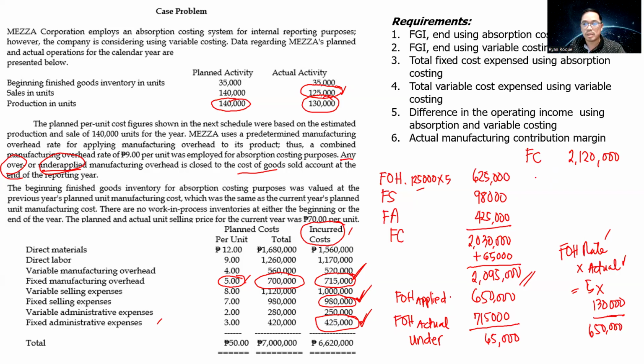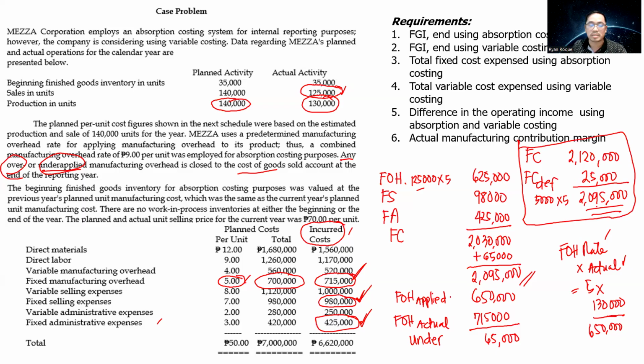But remember, in absorption costing method, you have to defer some amount because some units were left unsold. The fixed cost you are going to defer would be equivalent to the 5,000 units left in the ending inventory times the 5 per unit of your FOH, which is 25,000. The difference is 2,095,000. That would be your fixed cost expense during the year.